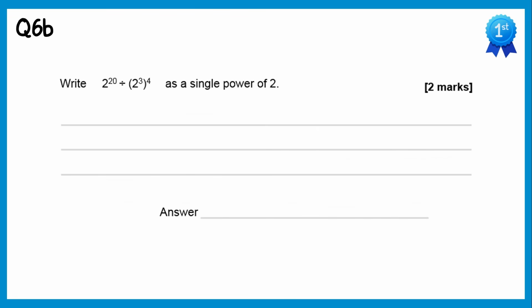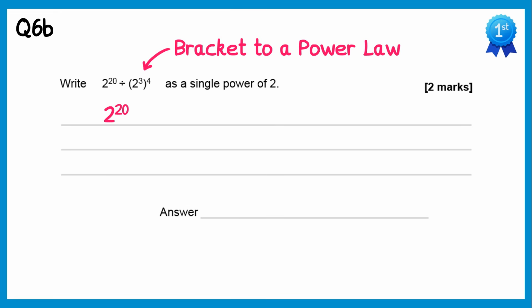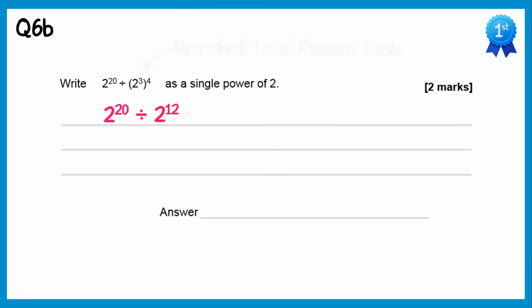Question 6b is an index law question, so we're going to deal with the last part of this question first. We'll leave 2 to the 20 as it is. The last part is the bracket to a power law. When we have a bracket to a power, we just multiply the powers. So this is 3 times 4, 12, so it's 2 to the 12. We've then got the division law. The division law says you subtract the indices, so we're going to do 20 take away 12, which is 8. So the answer to the question is 2 to the 8.